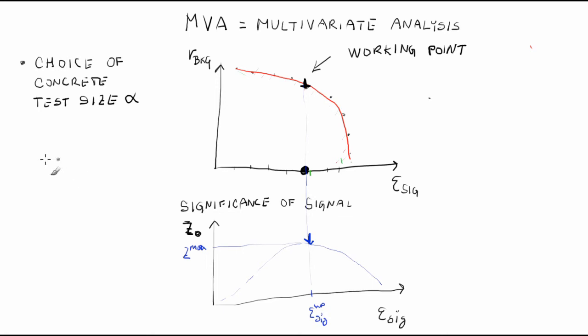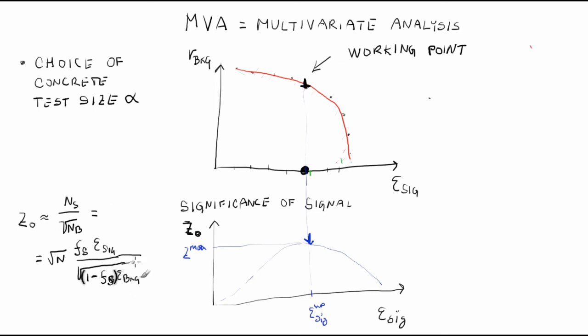Let's write the expression down. Z0 is approximately equal to the number of signal events over the square root of the number of background events, and this is equal to the square root of the total number of events n times the fraction of signal events times the signal efficiency over the square root of 1 minus the fraction of signal events times the background efficiency. As explained in a previous video, such an approximation holds in the large sample limit, when you have enough data to approximate the Poisson distribution for the number of events with a Gaussian.